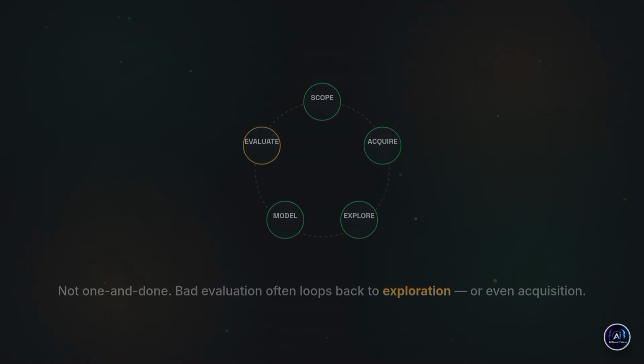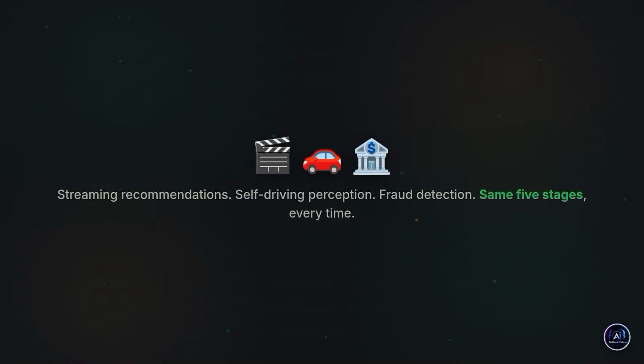You'll find this exact cycle behind almost everything you use. A streaming recommendation engine went through scoping, gathering watch history, exploring viewing patterns, modeling preferences, and evaluating on real viewers before it ever recommended you a single show. A self-driving system's perception model went through the same 5 stages before it was ever allowed near a real road. Let's check what actually stuck.